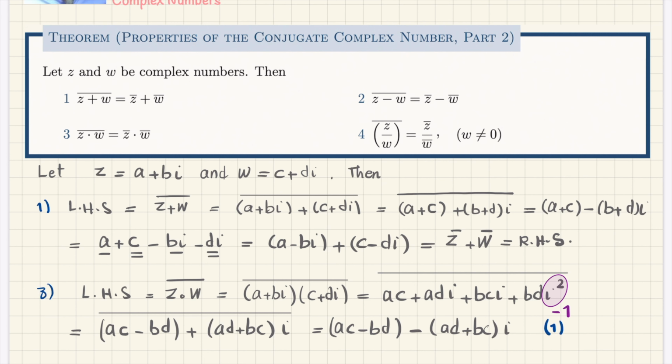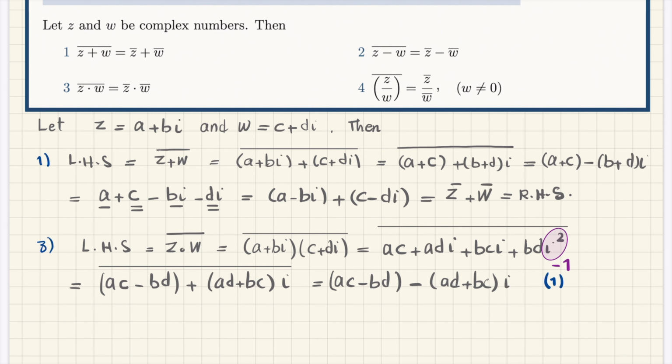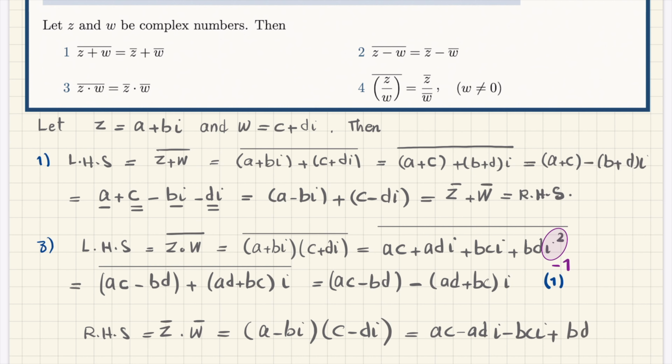Now we calculate the right-hand side to see if that is also the case. For the right-hand side, you see that I have to calculate z bar and w bar first. If I ask you what is z bar, it is easy. It is a minus bi, and then I multiply it by c minus di. So let us calculate this. It becomes ac minus adi, and then minus bci, then it becomes positive bdi squared. But for the same reason i squared is minus 1, I can write ac minus bd as the real part, and I can factor a minus sign and i out from these two terms, this term and that term. I am pulling the minus sign out, so both of them will be positive. I am also pulling i out. But hopefully you agree with me that these two are exactly the same.